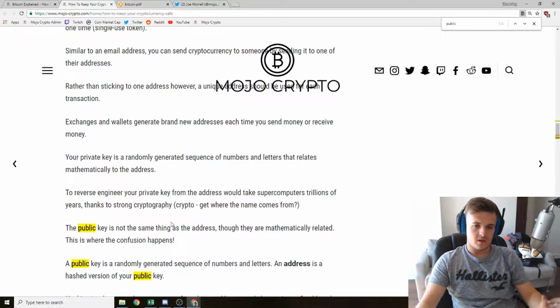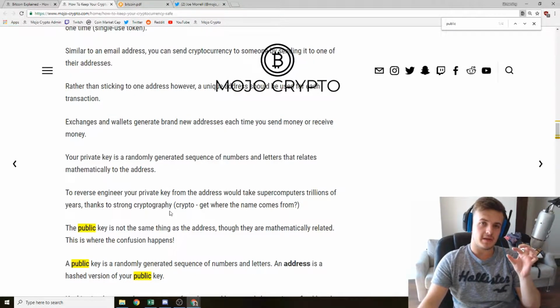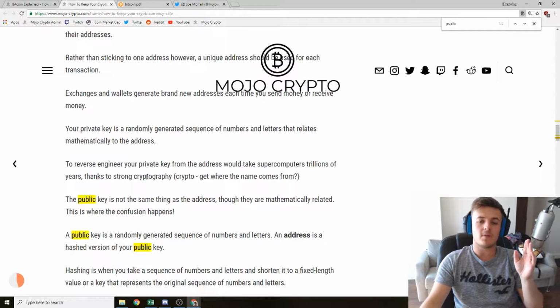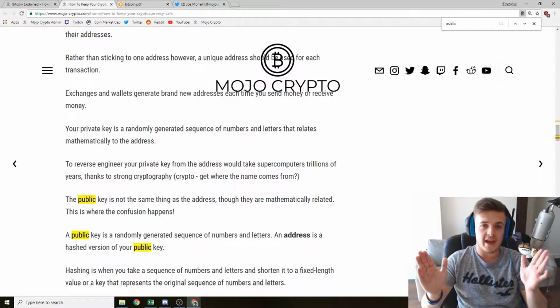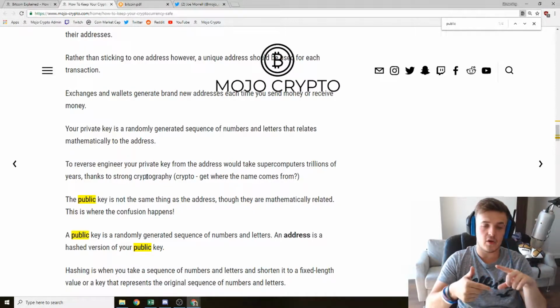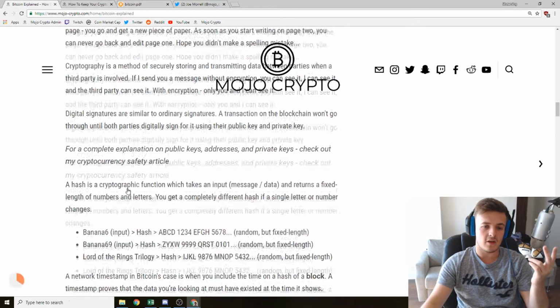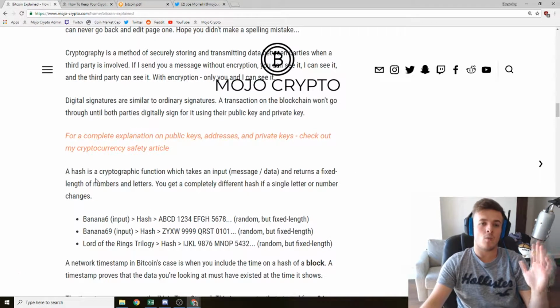What's important to know is the public key is not the same thing as an address. They are different things, but they are mathematically related, so don't get confused by them. A public key is a randomly generated sequence of numbers and letters. An address is a hashed version of the public key. So this moves into the next topic, hashing. Let's explain what a hash is.